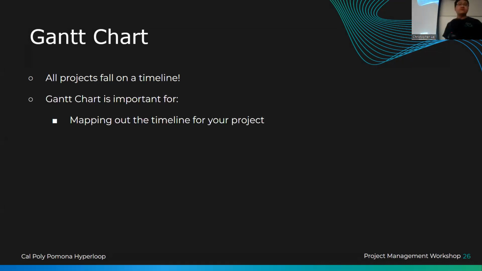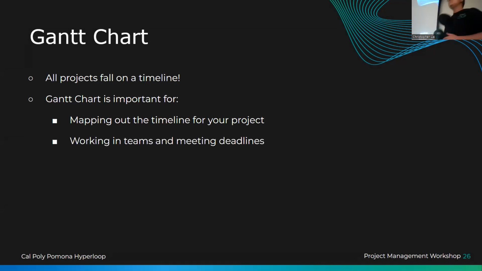Gantt chart is important for mapping out the timeline of your project and working in teams and meeting deadlines. The second one is more important. If you ever work in a team, you might need a Gantt chart more than others. But essentially, it's really good for making sure you spend like 1 month on a project rather than a year and a half. Because again, with my drone project, that took me almost 2 years.